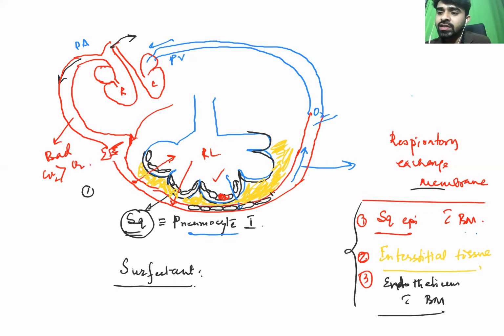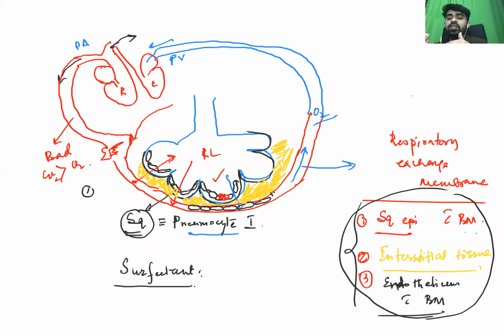So these are the 3 layers you have to remember. If you want your oxygen or carbon dioxide to be exchanged from one compartment, I mean from the alveolar compartment to the blood vessel compartment, or vice versa, then your gas has to traverse across these 3 layers. Clear or not? Yes, sir. Okay, all right. So this was a very important question I have covered.